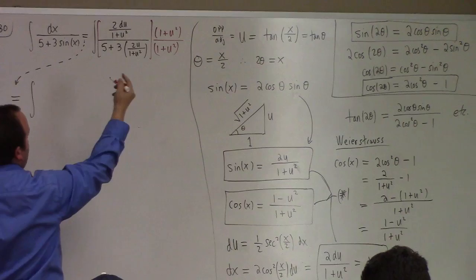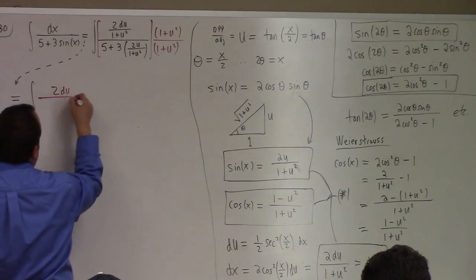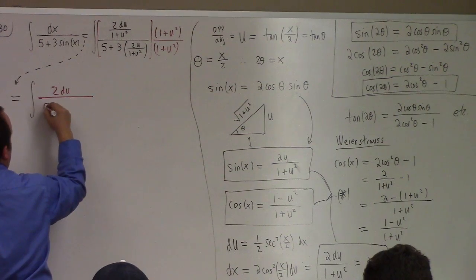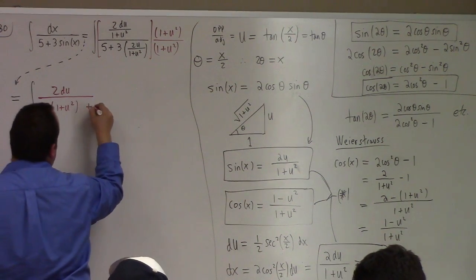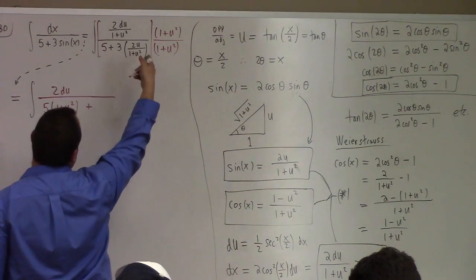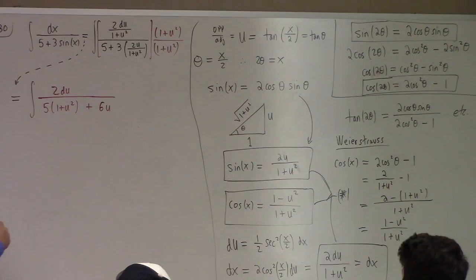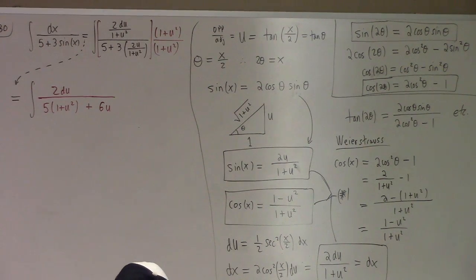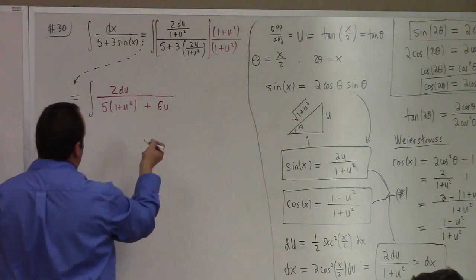So upstairs, it's really easy. You just get 2 du. What happens downstairs, though? You get yourself a 5 times 1 plus u squared plus this here, which is just 6u, right? Now it doesn't look too bad, does it? It's not a walk in the park yet, but it's something close. I mean, we can do this integral. We just need to clean up a little bit. What is this really?